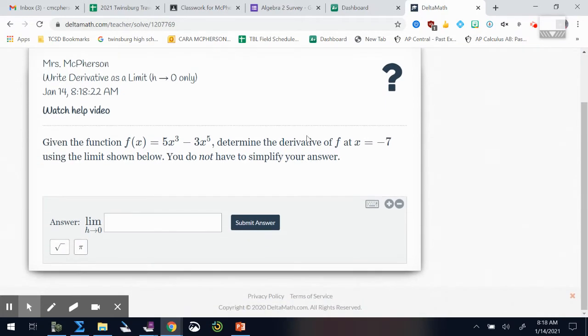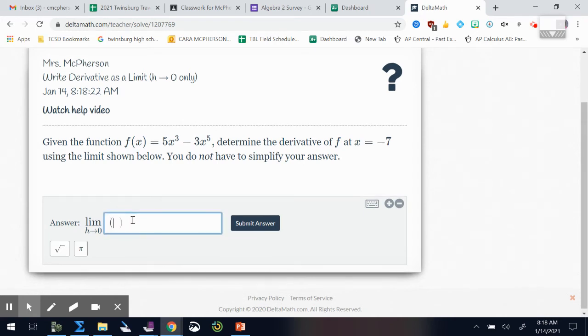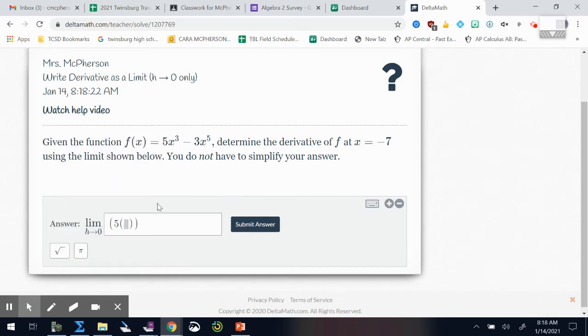Here we go. So this one wants to know what the derivative would be using the limit, but then it wants you to put -7 in for x. So instead of thinking of it as x plus h that you're putting in, you're actually putting -7 plus h. So this is what this would look like. So again, I have a big numerator that I want to keep together. So it's going to be 5, and then in parentheses, it's going to be -7 plus h, -7 plus h cubed.